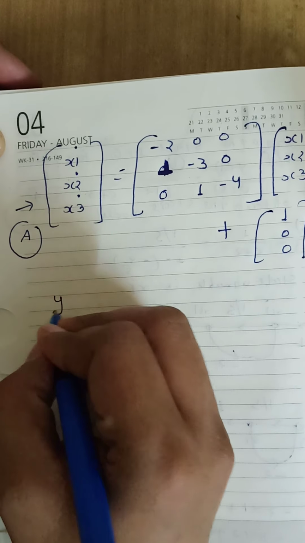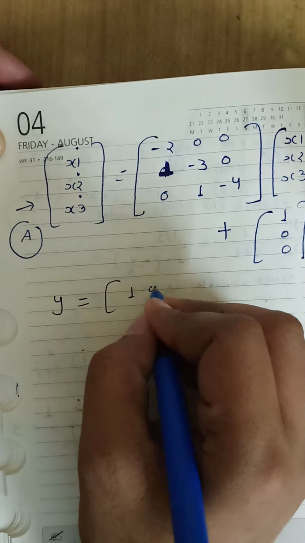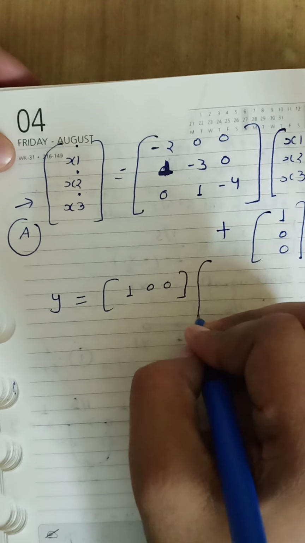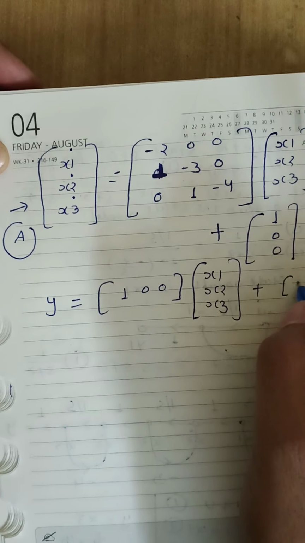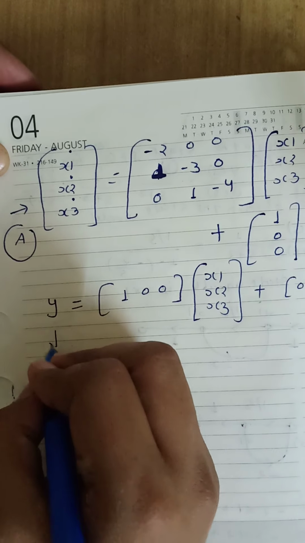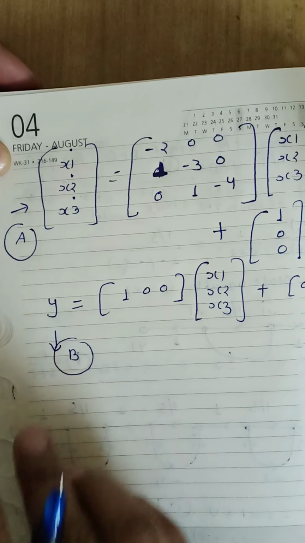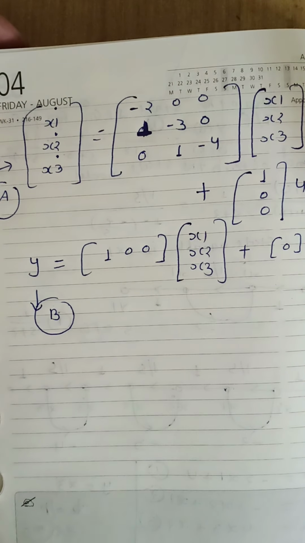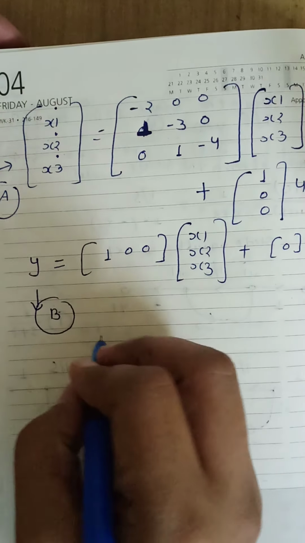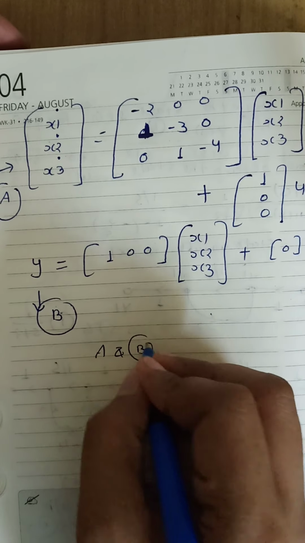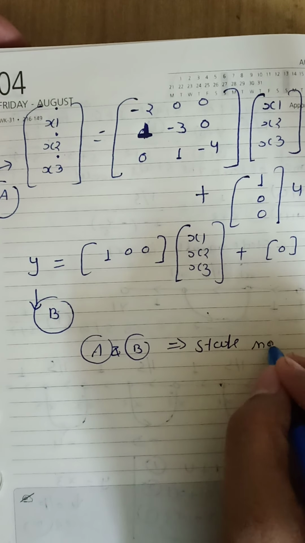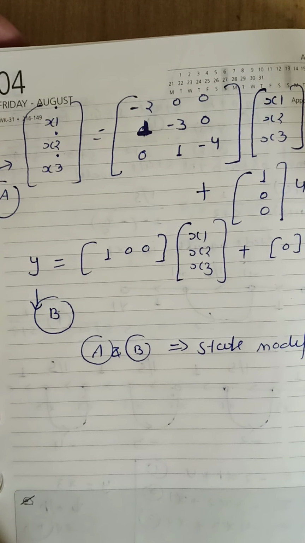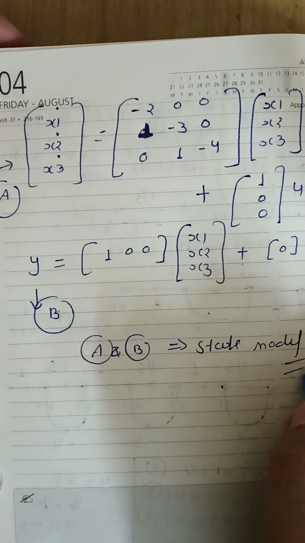Similarly, we can define an output equation in matrix form. So equation B defines the output equation in matrix form. A and B combined define the state model for the given transfer function using a cascade decomposition.